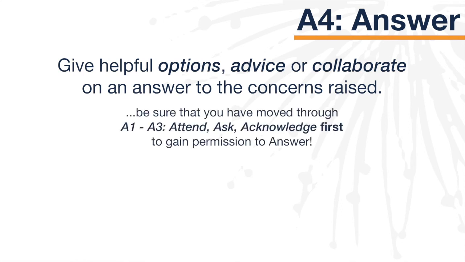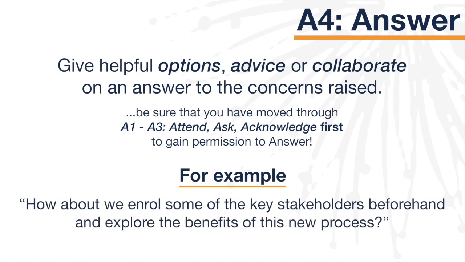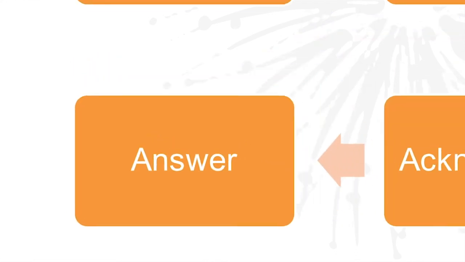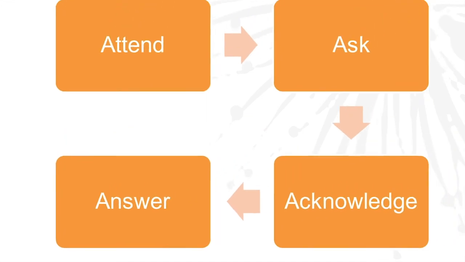This step cannot occur without having moved through the previous three stages of attending, asking, and acknowledging, as these help you to build rapport, understand depth, and open the door to collaboration and finding a solution together. An example question might be, "How about we enroll some of the key stakeholders beforehand and explore the benefits of this new process?" So there you have it, the A4 active listening model.